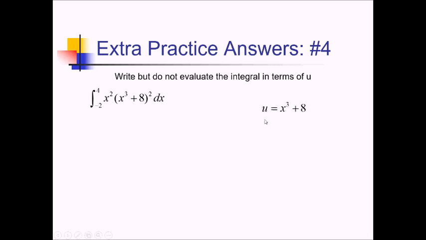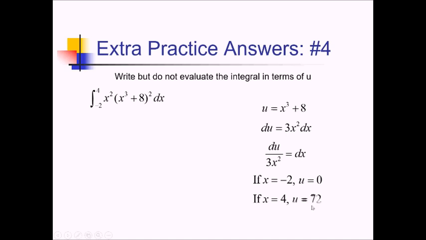So then du, that's going to be 3x squared dx, the derivative of all this. So then I can write du over 3x squared equals dx. Now I also have to convert these x value limits of integration to u values. If x is negative 2, then plugging that in here, that's going to be negative 8 plus 8, which is 0. So that's my u value. And let's say that x has a value of 4. Well, then we have 64 plus 8, so that means that u is going to be 72.